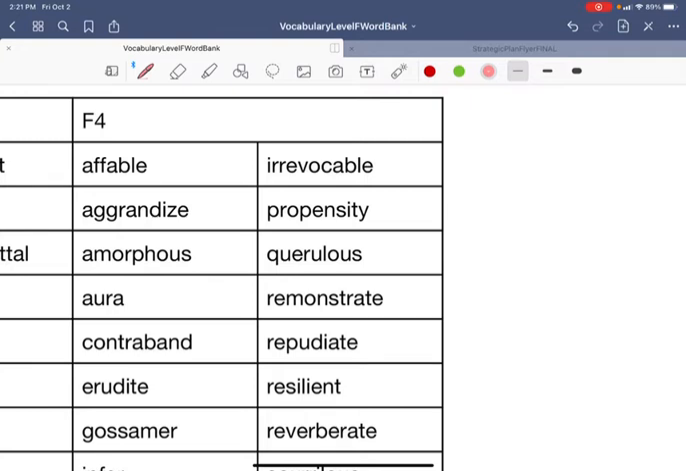Today, I'm going to go over 20 words from Vocabulary Workshop, Level F, Unit 4. And I will not be necessarily going over the word definitions, but how these words break down and maybe the history or the background behind the words.